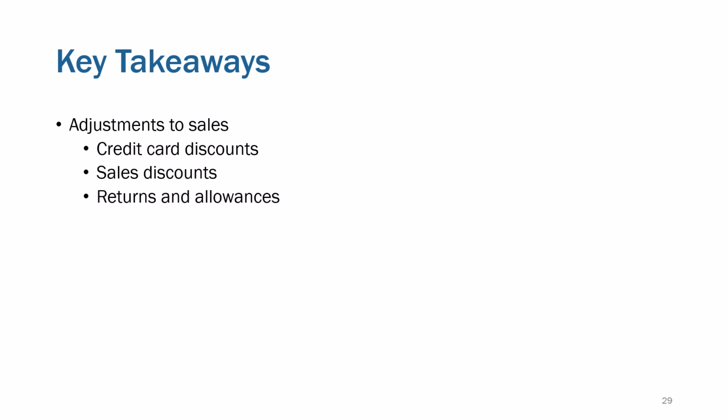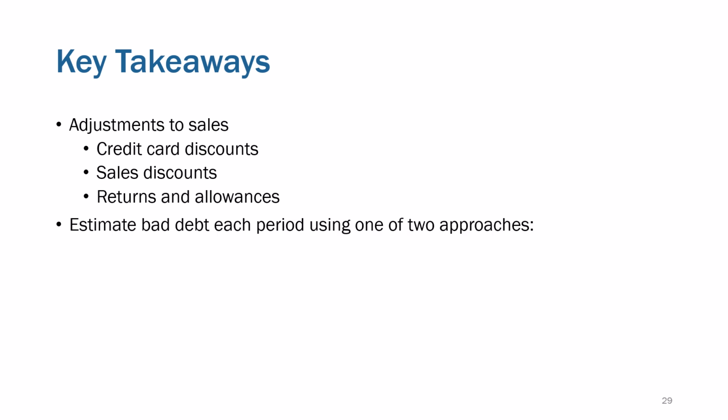Well, the key takeaways, hopefully you learned about adjustments for sales, the credit card discounts, just a quick discount to sales. Sales discounts apply if you get paid within the period. And when items are returned, you're going to debit that sales returns account. Estimate the bad debt each period using one of two approaches. The percent of credit sales, it's easy. What are credit sales times a percentage? Aging is more difficult. You need to look at accounts receivable by how long they've been outstanding, apply a percentage of uncollectibility to them, total that up, and then compare it to what's already in that uncollectible account in order to make your adjustment.